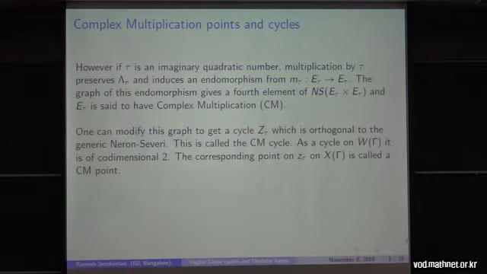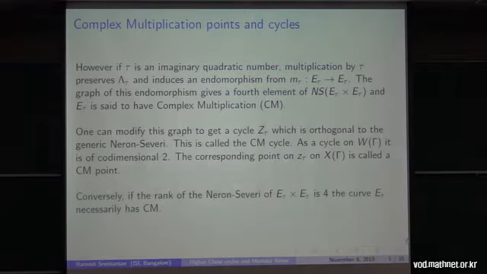Okay? And in fact, the converse is true. If the rank of the Neron-Severi is 4, then the curve necessarily has CM. Okay, this is the theorem of Shioda from about 40 years ago, okay, right? So somehow the rank of the Neron-Severi affects the thing.